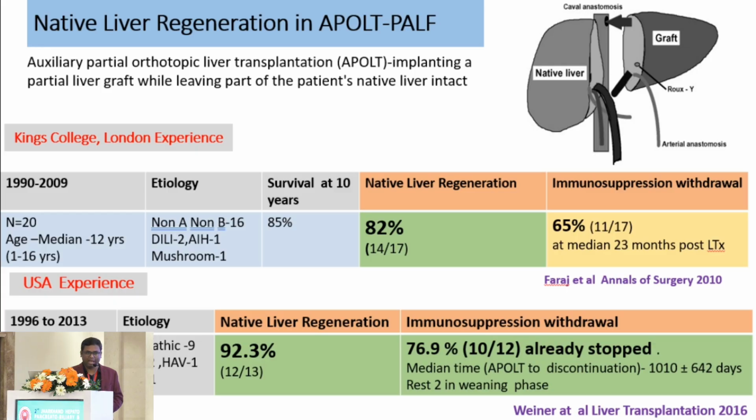So this patient can be saved with the native liver, with the intermediate crisis period being taken over by the graft liver. So this is a very good concept, difficult to prove and difficult to do because it's surgically challenging also. And in the study again, 92% had native liver regeneration and immunosuppression could be withdrawn in around 75% of cases by the time the study was published. So these are interesting to know but difficult to prove in the Indian setup.